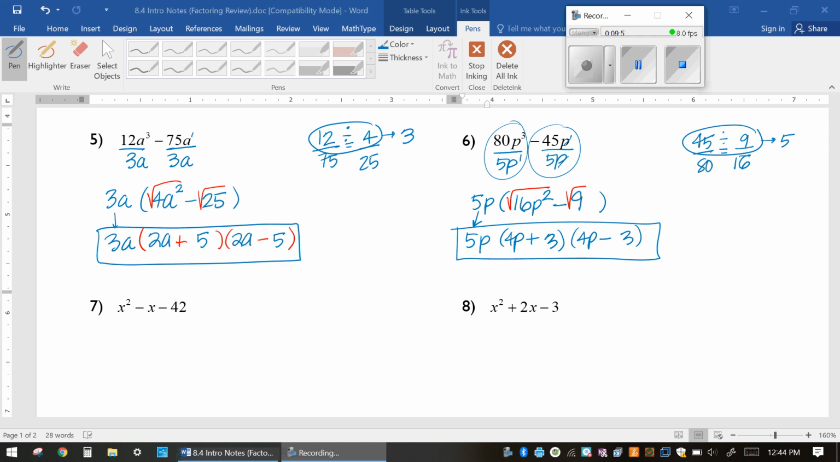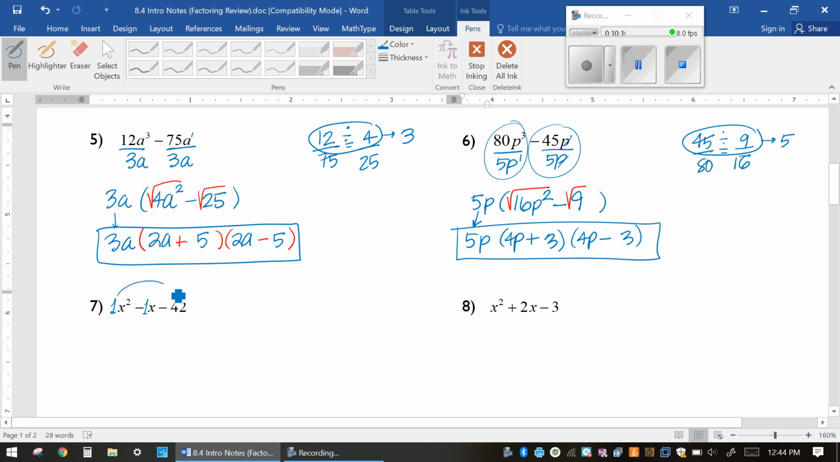Okay, number 7 is a trinomial, quadratic trinomial. If you look, it has two coefficients that are both 1s. In any case like this where there's coefficients of 1, the GCF is not going to be anything bigger than 1. So in terms of GCF, it just has a 1. But with the trinomials, you have to try to find two numbers that multiply to the outside two numbers. So 1 times negative 42 is negative 42, and add to the middle number, which is negative 1.